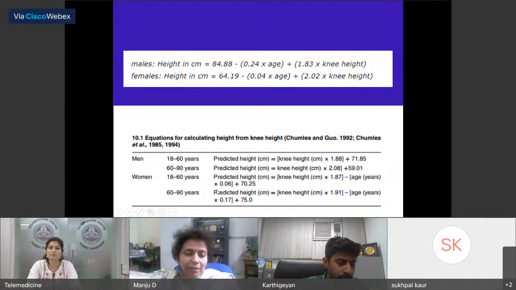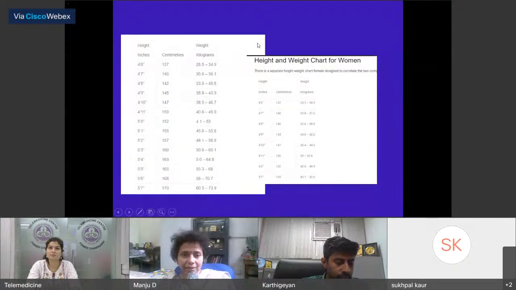And there are even other methods now coming in. Recently one study showed that even if you straighten the patient and make the patient lie down supine, and measure the height from head to toe, that also has good reliability. But initially, when I was doing this study, the studies I went across were showing that directly measuring the height from head to toe is not accurate in a bedridden patient. But recently I read an article saying that it is accurate.